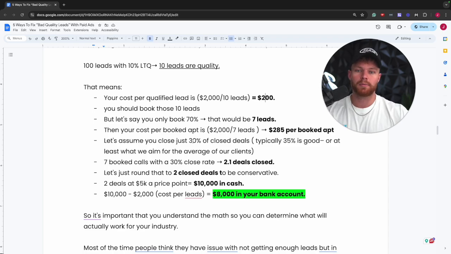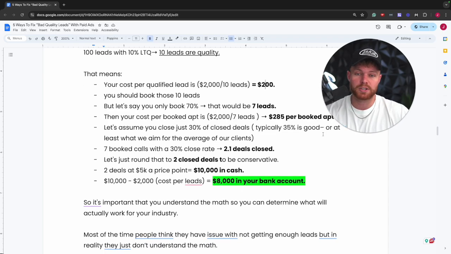So again, if you're operating at a 30% close rate, which you should be able to, especially with this type of system, then 7 booked calls with a 30% close rate equals 2.1 closed deals, right? Let's just be conservative and round down. That's 2 closed deals. 2 deals at a $5K price point equals $10,000 in cash, meaning you just made $10,000 off of spending $2,000 in ads. So $10,000 total cash minus $2,000, your total ad spend and total cost for all the leads you generated. You got 100 leads and only closed 2 deals out of them, right? Well, that would be $8,000 in your bank account.